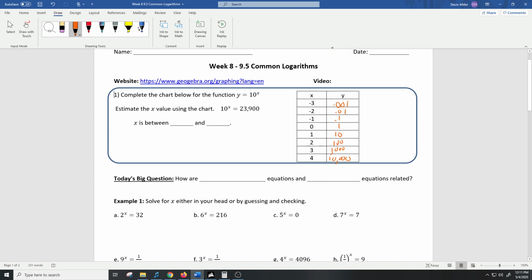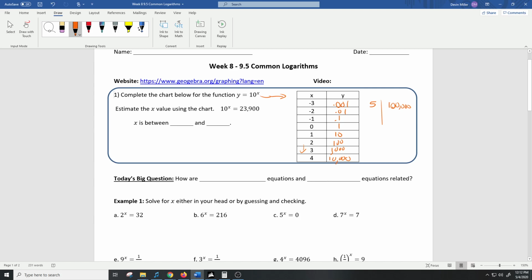So hopefully you can see the pattern here. We're just going to keep increasing by putting an extra 0 at the end as we increase the x values. So the next one, for number 5, would be 100,000. And so on. That's what 10 to the x power does.